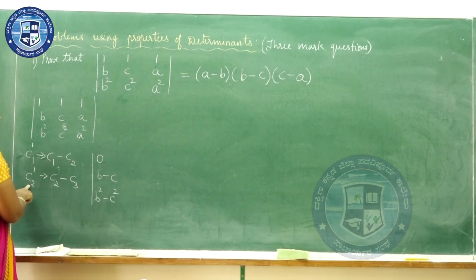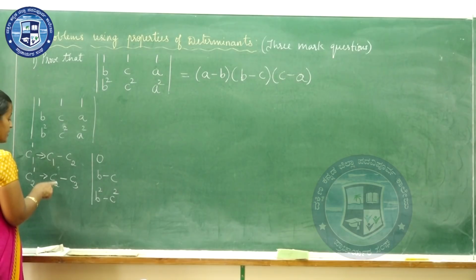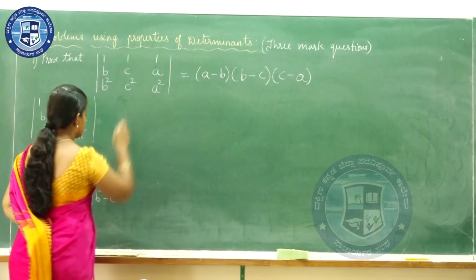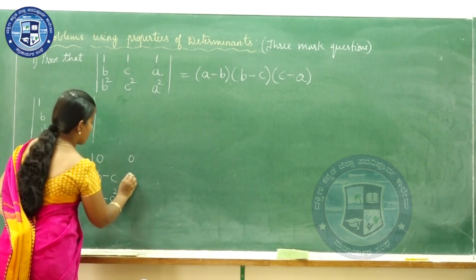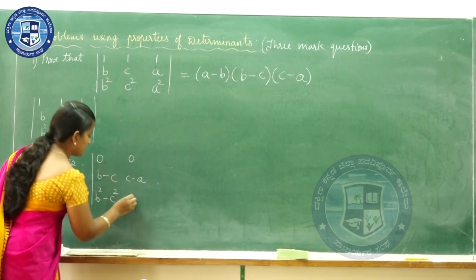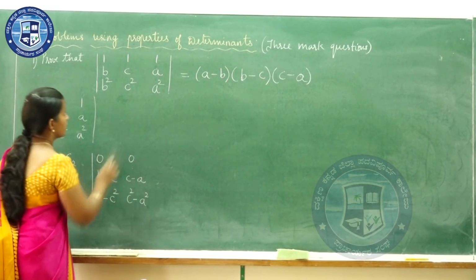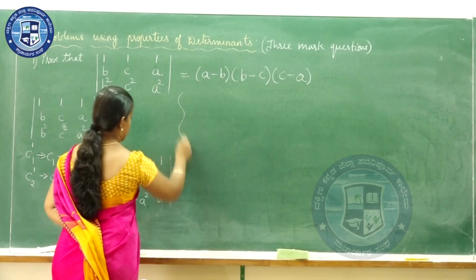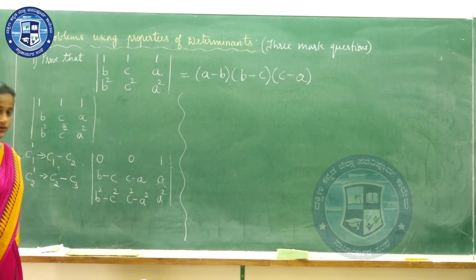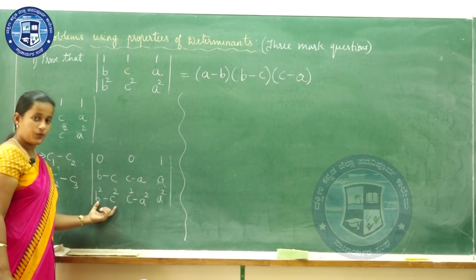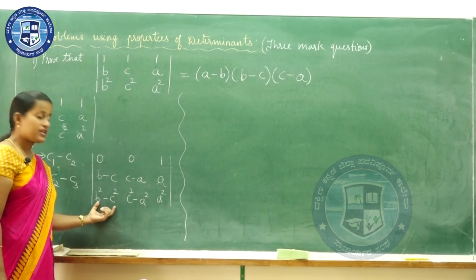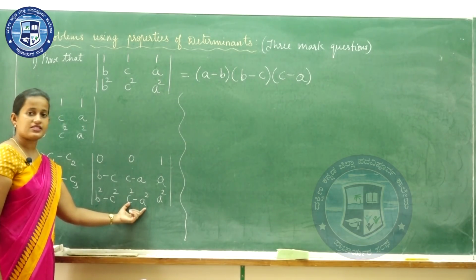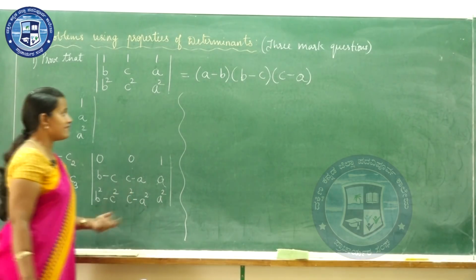Next, coming to column 2. Column 2 should be replaced by column 2 minus column 3. So from column 2 we need to subtract this. So 1 minus 1 is again 0. Then we have C minus A. Then it is C square minus A square. Then we have 1, A and A square as it is. No changes. Now, B square minus C square can be simplified as B plus C into B minus C. C square minus A square can be simplified as C plus A into C minus A. We shall do that and then see what happens.